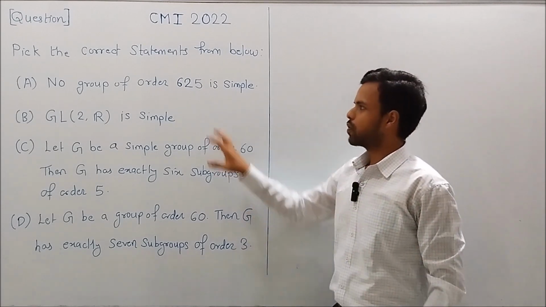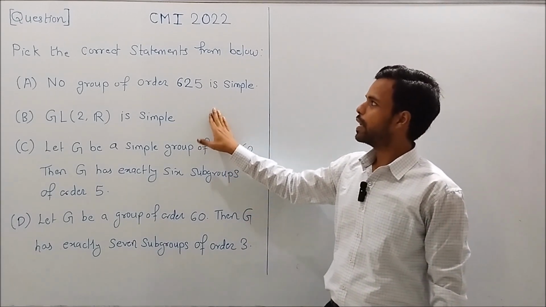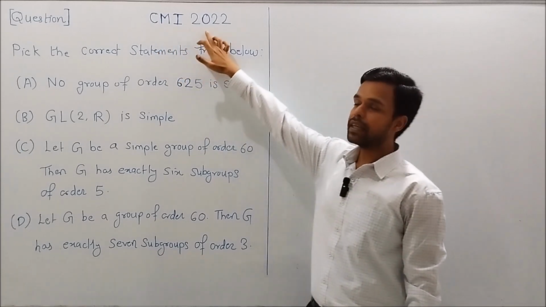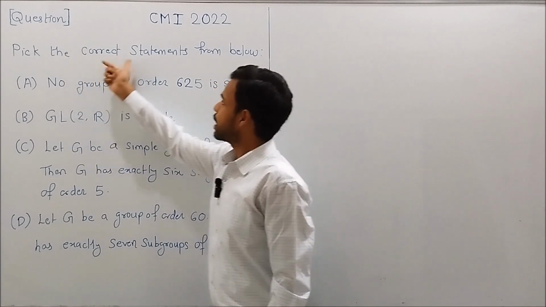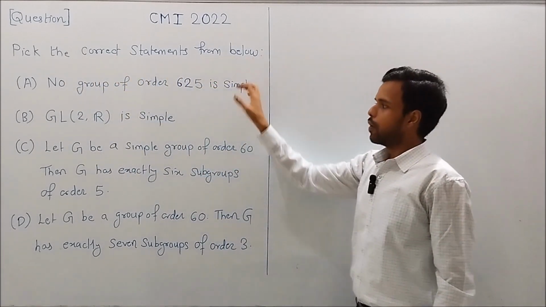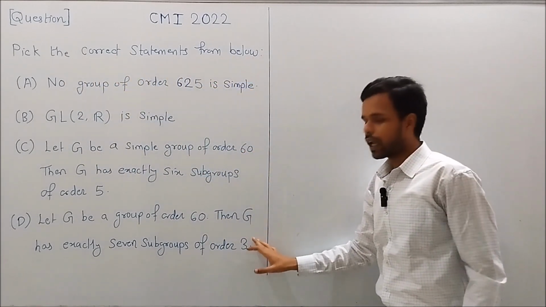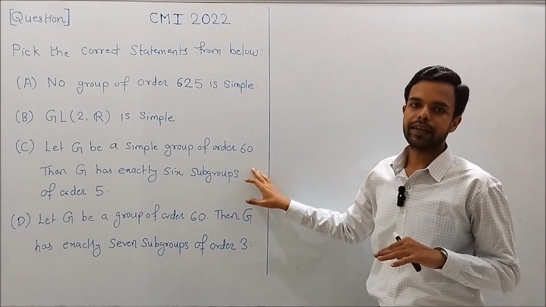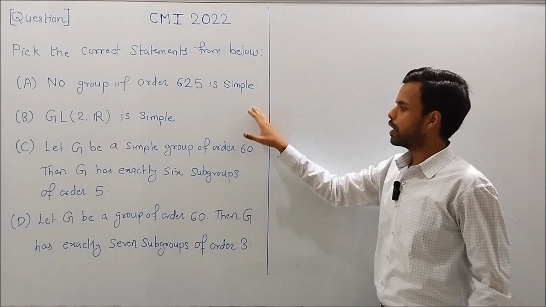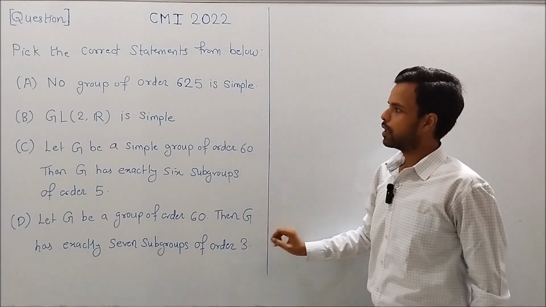In today's video, we will solve an interesting question on group theory from the CMI MSc PhD Entrance 2022 exam. The question is, pick the correct statements from below. We have been given 4 different statements and we have to determine which of these are true, that is correct. So let us verify each of these statements one by one.